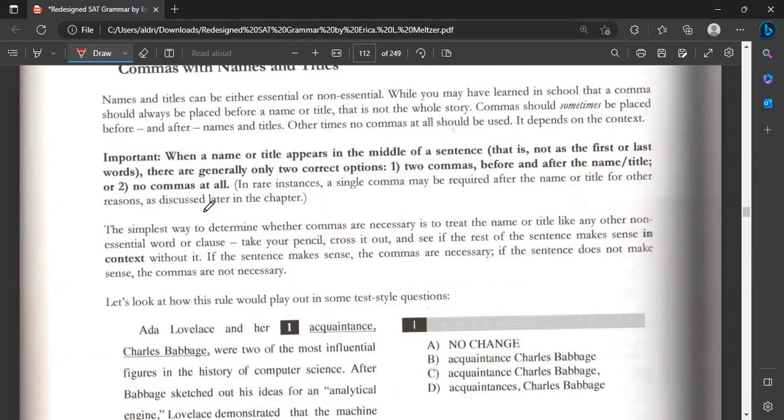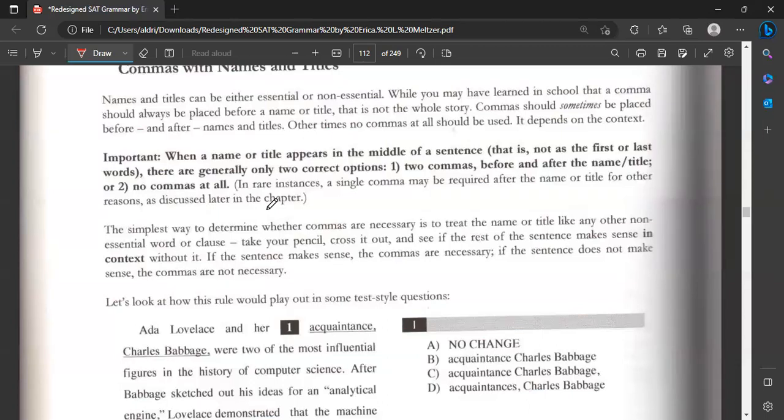But whenever a name is in the middle of a sentence, so it's not the first word and not the last word, we have either both commas or no commas. That's the only rule I can tell you to remember. But there are some rare instances when you can have one comma, and I think this book has an example. Oh yeah, it says here, in rare instances, a single comma may be required after the name or title for other reasons, as discussed later in the chapter. So just know that if the name is in the middle, we have two or no commas.